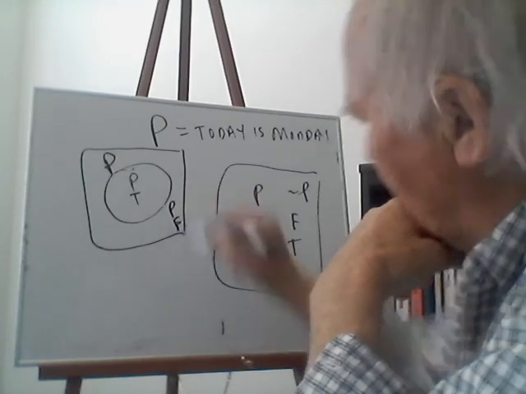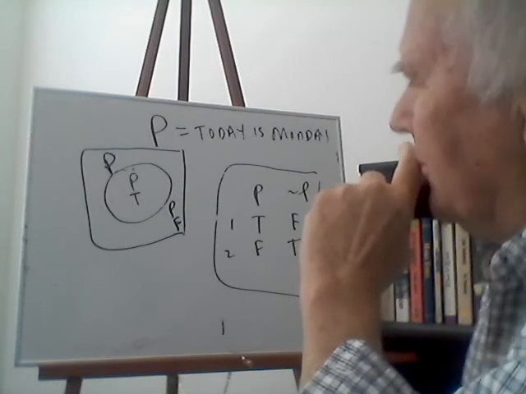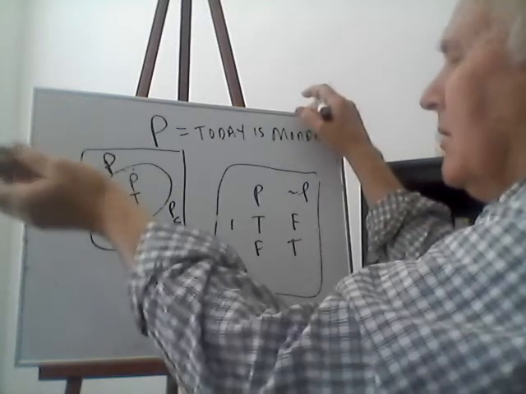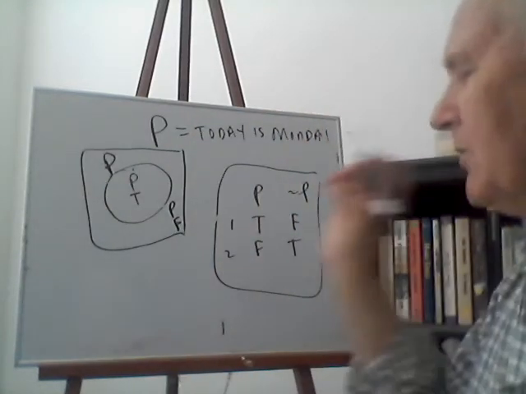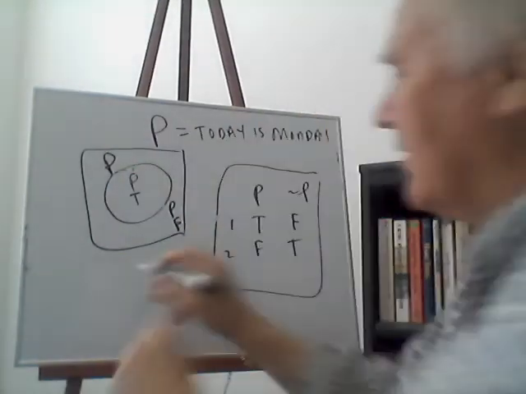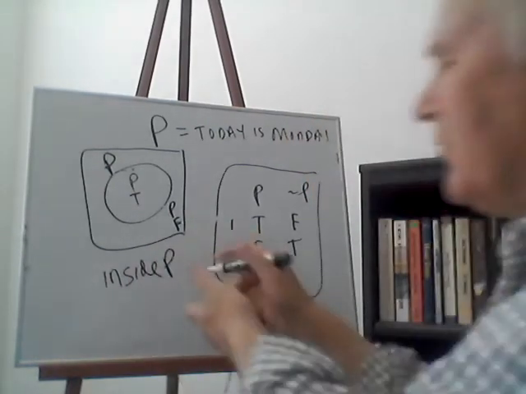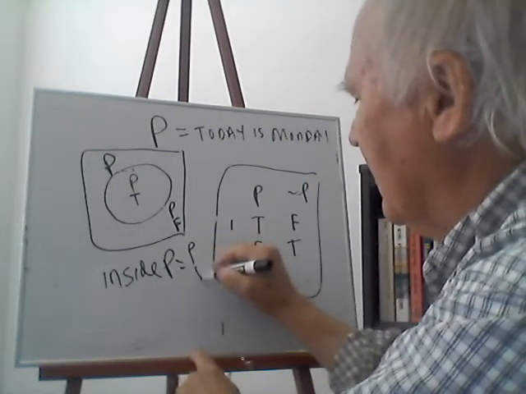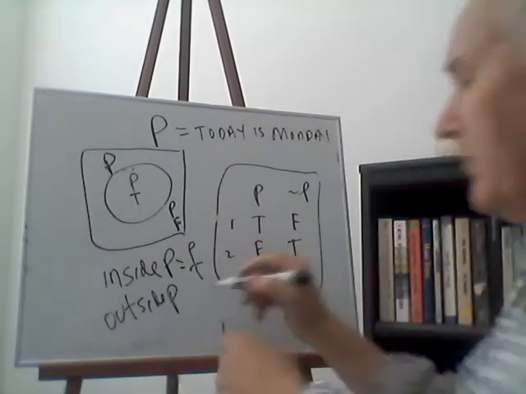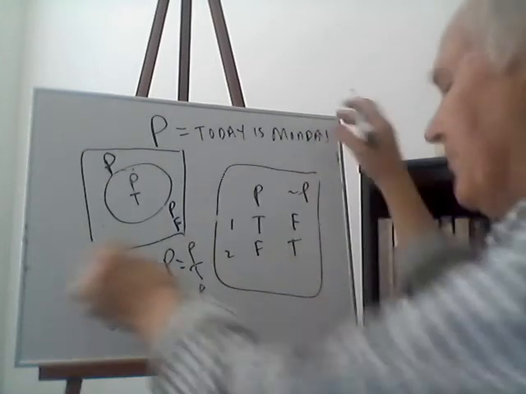P is false. That's what these two sections mean. Now, that's absolutely fundamental to know, because if you don't know that, the rest won't make any sense. Basically the idea is this: inside the P circle equals P is true. Outside the P circle means P is false. Inside P is true, outside P is false.